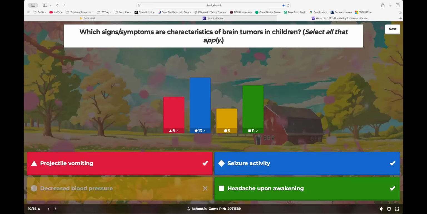So the cardinal or classic sign of a brain tumor is a headache in the morning. So when you wake up, that increased intracranial pressure can cause projectile vomiting and also seizure activity as well.